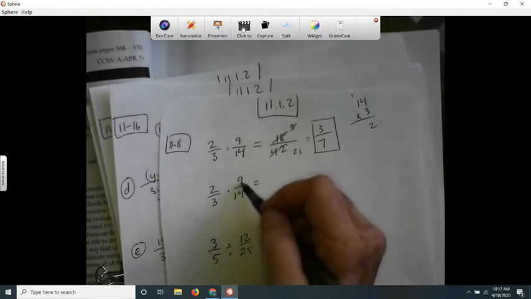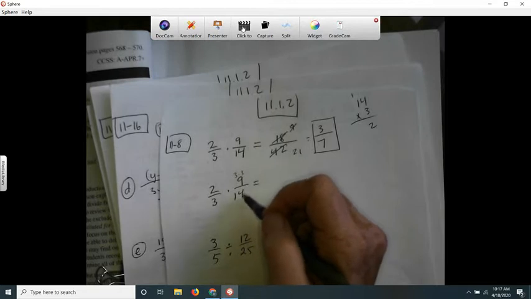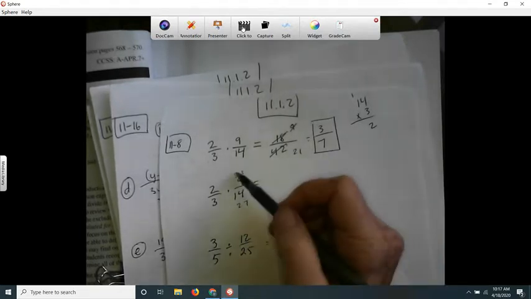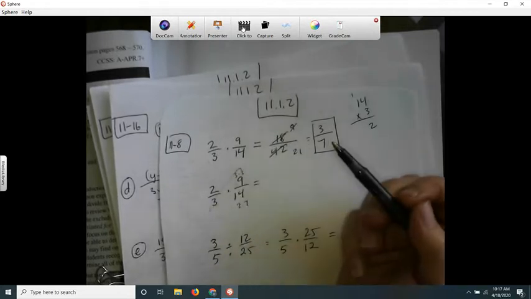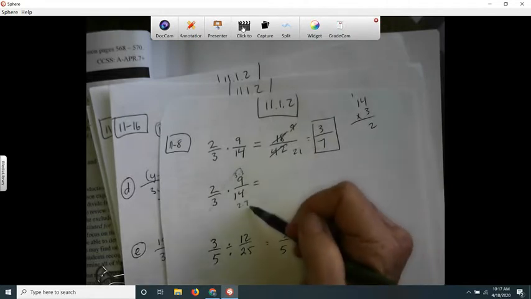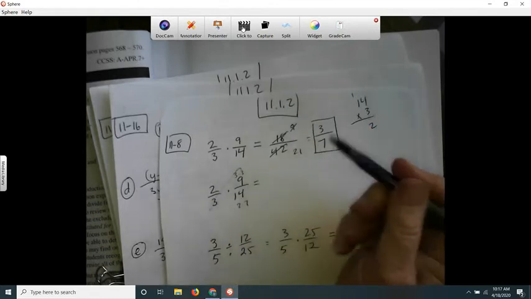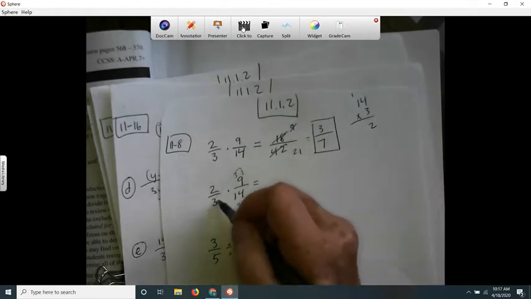This 9 is like 3 times 3, right? And this 14 is like 2 times 7. And see, I can cancel out a 3 here because 3 over 3 is 1. It's like a giant 1. And here I can cancel out a 2. So, I mean, I don't write it all out like that. I usually just say, in my mind, I'm going like this.